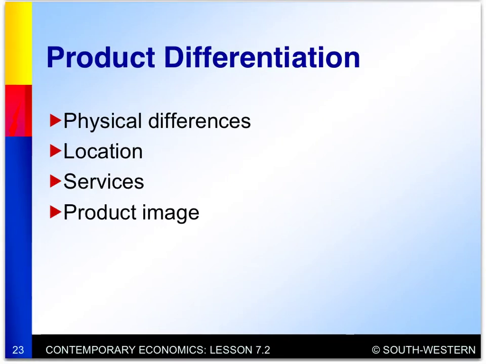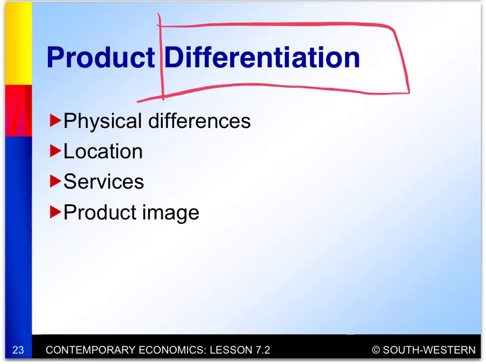differentiation. Companies competing with one another try to make their products different from one another. They have physical differences. They change their location to compete with one another. They provide different services, and the image of the product is different.